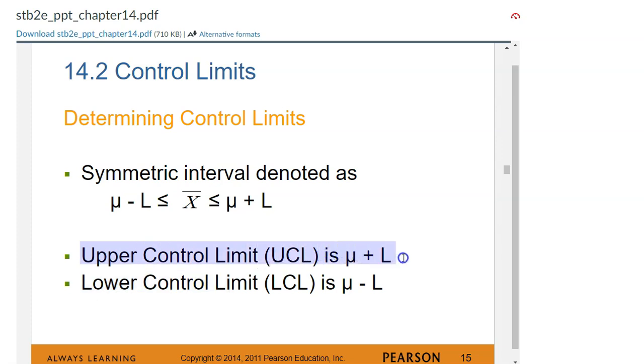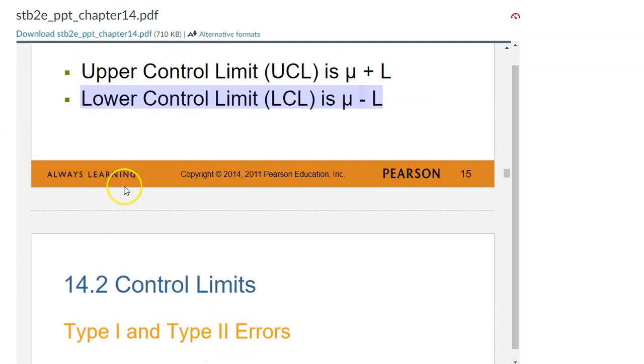Is mu plus L. And what's your lower bound? Lower bound is mu minus L. What is L? How many times of a standard deviation? Why do we use how many times of standard deviation? Because we want to see what portion of data, what portion of observations should be covered, right?